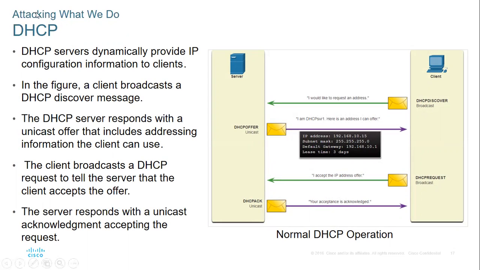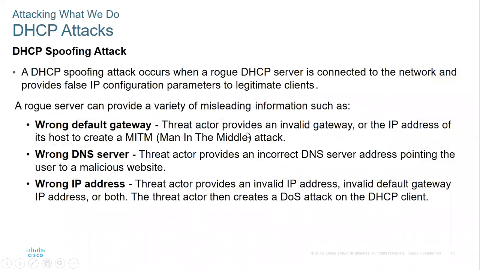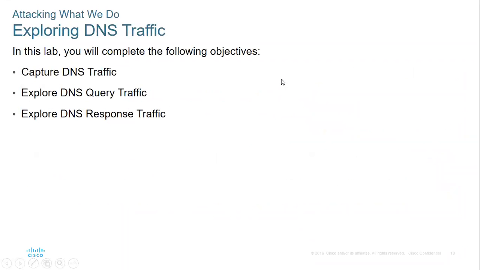Dynamic Host Configuration Protocol. Okay, so we have this protocol which we use to assign the IP addresses automatically to the devices. But of course, also here we have different types of attacks such as DHCP spoofing attack. So this is going to happen when the threat actors create a fake DHCP server. So it is going to assign to your laptop the wrong default gateway, the wrong DNS entry, and the wrong IP address. Okay. So this also creates a man in the middle attack where you have to go through this fake DHCP server. Okay.